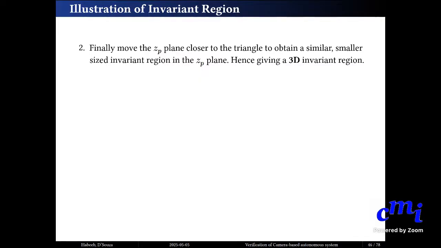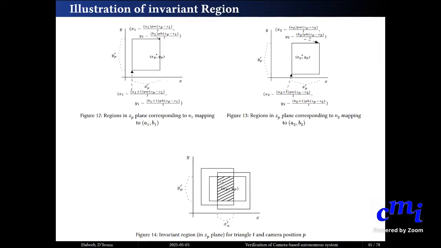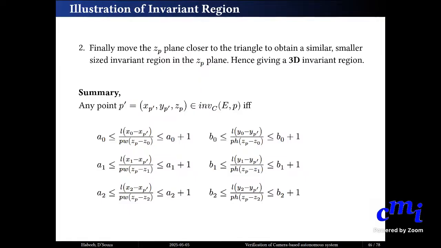Then I have this at z equals some z only. I can move this point a little further, and then I can do similar things for this. So technically, I can get a 3D invariant region where I can move that point if I just move my plane, the XY plane, a little bit forward. So the triangle here means the obstruction, correct?